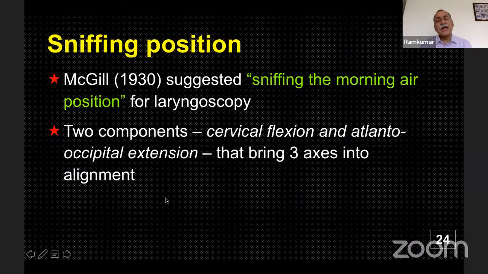So we have now summarized what are the various factors that we need to look for that will tell us difficulty in face mask ventilation, difficulty in direct laryngoscopy, difficulty in video laryngoscopy, difficulty in placement of a supraglottic airway device, and the final step, difficulty in an emergency cricothyrotomy.